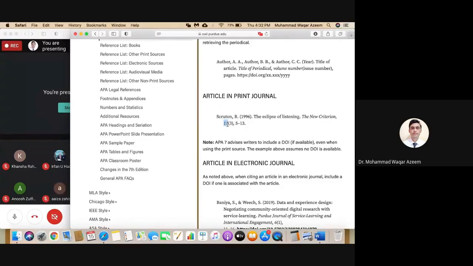What is this? This is volume number. Why? Because it is in italics, right? So this is volume number, and then 3 within parenthesis. Okay, this 3 is what? This 3 is issue number, and then a comma, and then this is the page range. So this article, The Eclipse of Listening, begins from page 5 of this research journal and ends on page 13 of this research journal, and then a period after that.